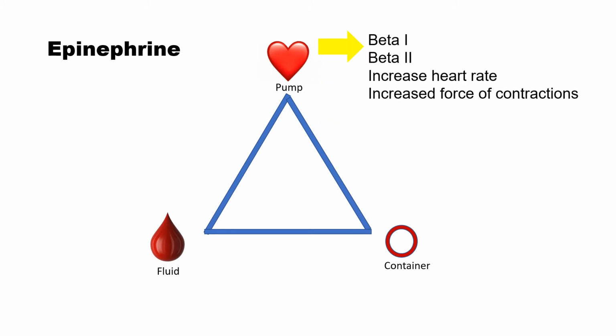Epinephrine acts on beta 1 and beta 2 receptors with more beta 1, increasing heart rate, increasing the forced contractions, and has some alpha properties, which acts on vasoconstriction, which increases systemic vascular resistance, thereby increasing blood pressure.